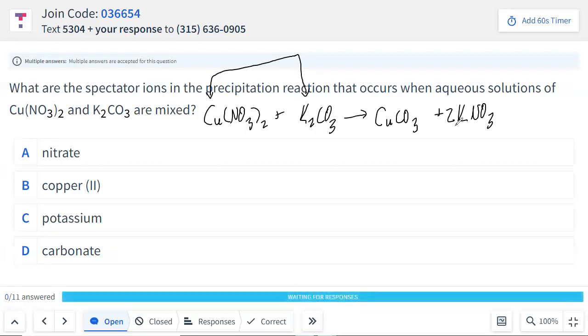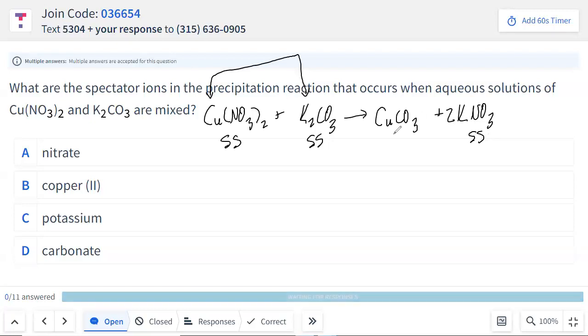To answer questions about spectator ions, I really only need to do the second step and just find out what's common between the things that are soluble. So copper 2 nitrate, will it dissolve? It will. Nitrates always dissolve. Potassium carbonate, will it dissolve? Absolutely. All potassium compounds dissolve. It's in group 1. So potassium nitrate, same deal. It's got potassium, which always dissolves, nitrate, which always dissolves.